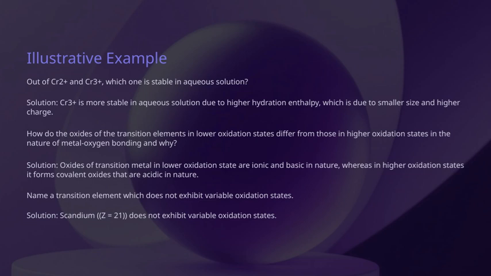Finally, between Cr2+ and Cr3+, which one is more stable in water? The answer is Cr3+. Its higher charge and smaller size mean it interacts more strongly with water molecules, leading to greater stability in aqueous solution. So, in summary, understanding how oxidation states influence the bonding and stability of transition metal oxides and ions helps us grasp their chemical behavior much better.